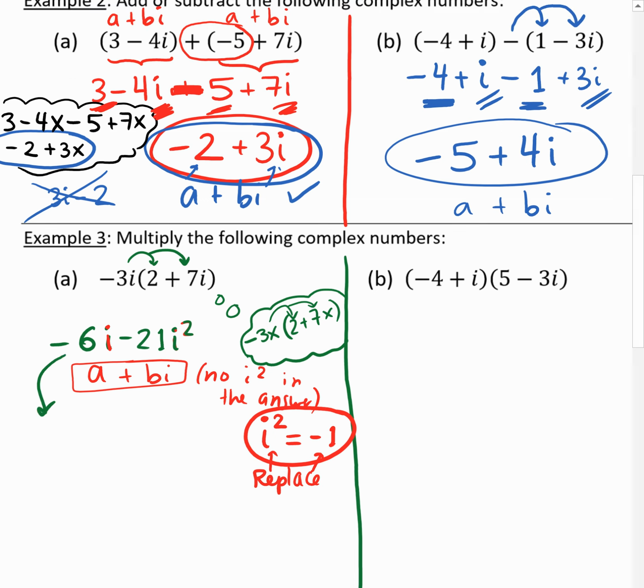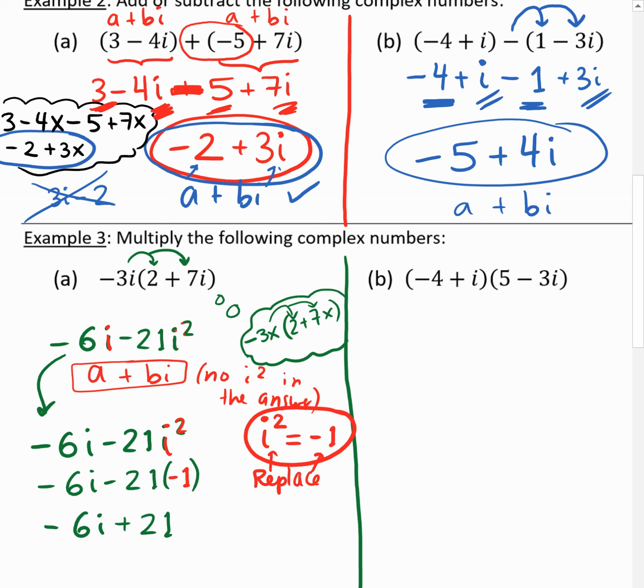I'm going to take what I have found. It's negative 6i minus 21i squared. But where that i squared was, I'm going to replace it with negative 1. Here we go. Because like we said, in the very beginning, i squared is negative 1, so you can replace it, no problem. And let's see what happens. We'll simplify that. Negative 6i, then you have minus 21 times negative 1, that makes plus 21.